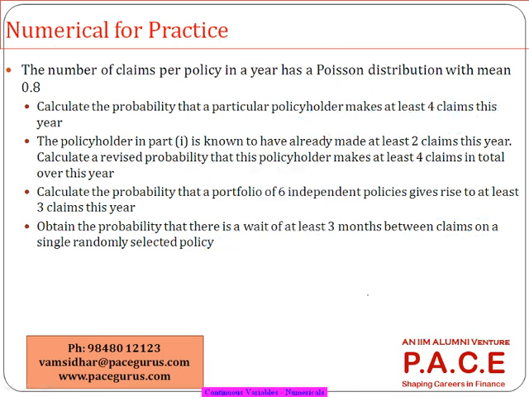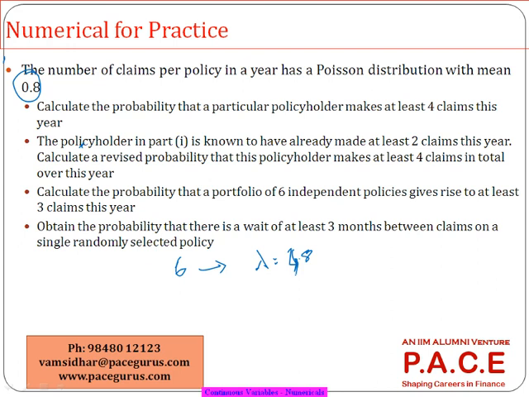Now, calculate the probability that a portfolio of 6 independent policies gives rise to at least 3 claims this year. So now we are talking of 6 policies. Per policy, the lambda is 0.8. So for 6 policies, using the Poisson process, I can directly take the lambda equal to 4.8. Even if he is giving it per policy, for 6 policies you can take your lambda to be 4.8.